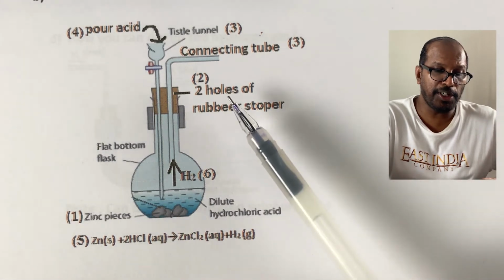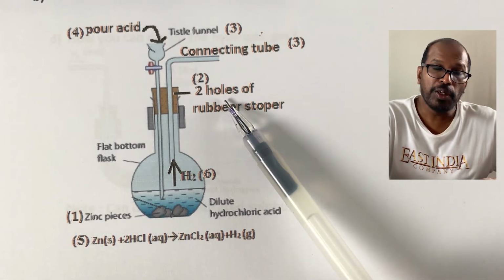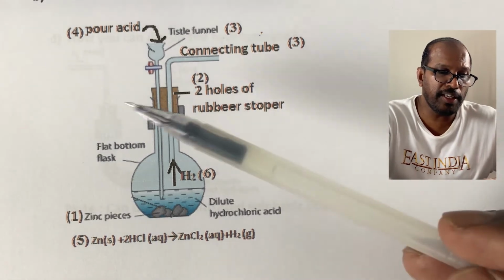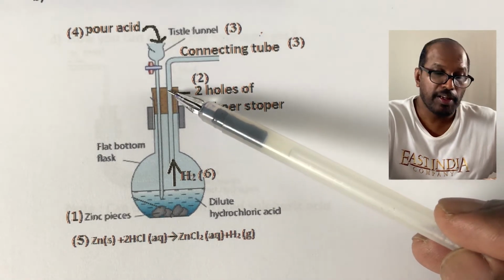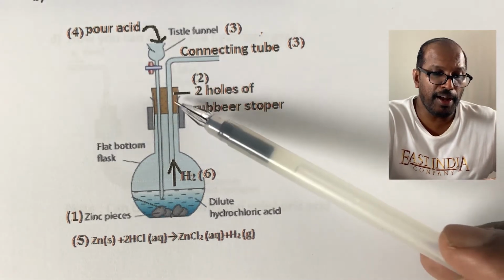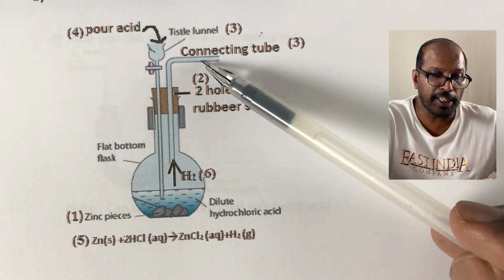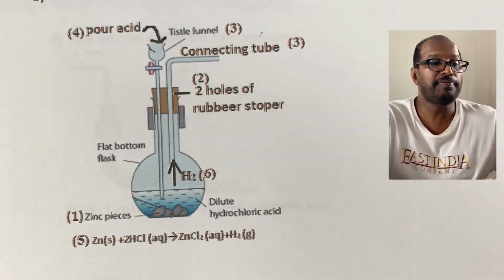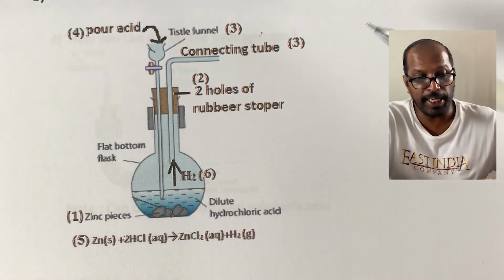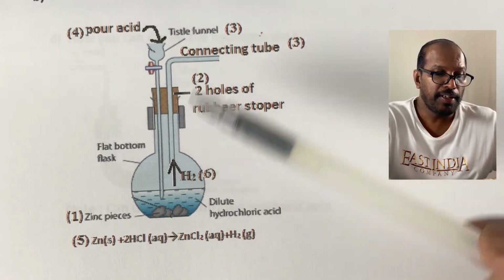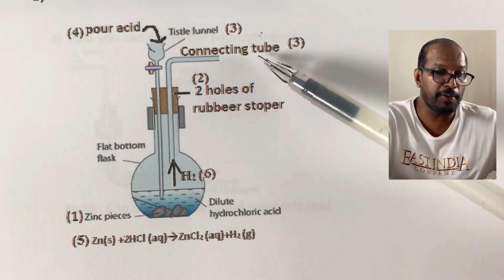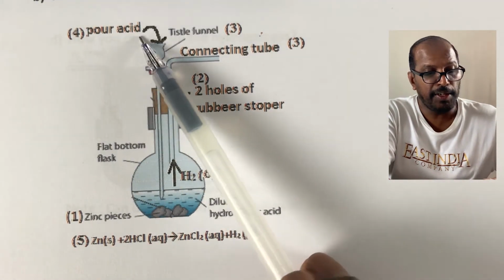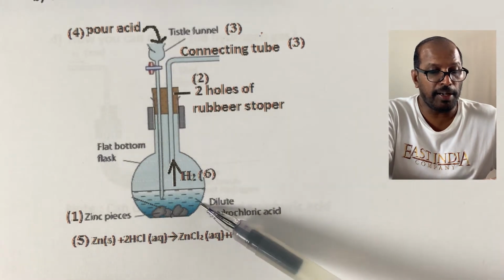Then the second step is a 2-hole rubber stopper, to be fitted into the mouth of the flask. In one hole we put a connecting tube, and in the other hole we put a thistle funnel. Okay, now this is what we set up. After that, the third step: we already put in the thistle funnel and connecting tube, and now we add hydrochloric acid, poured through the thistle funnel into the flask.